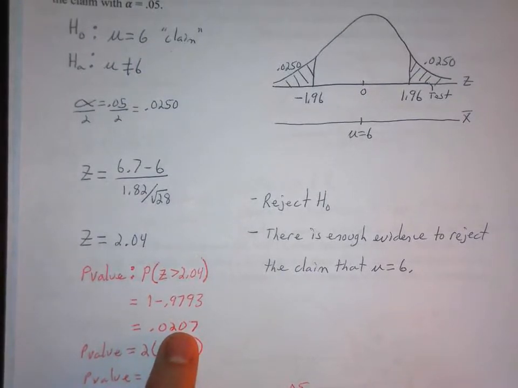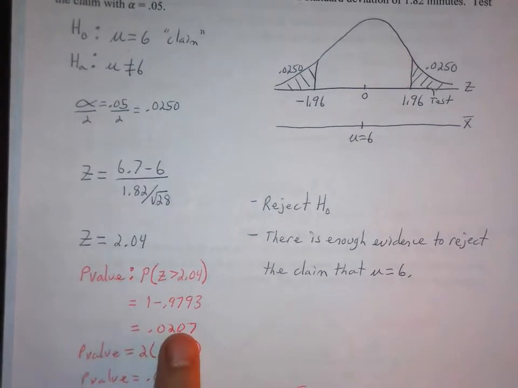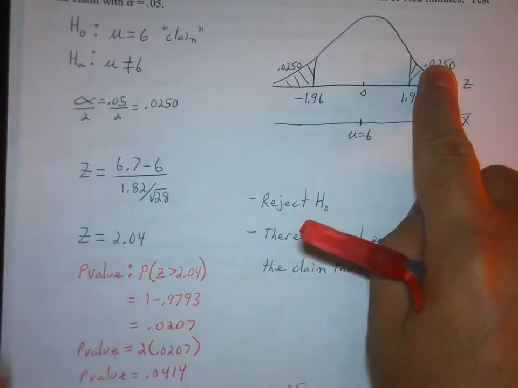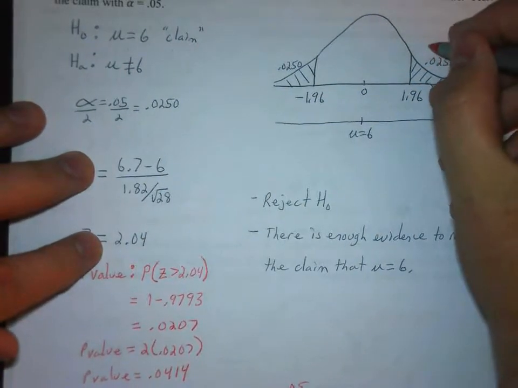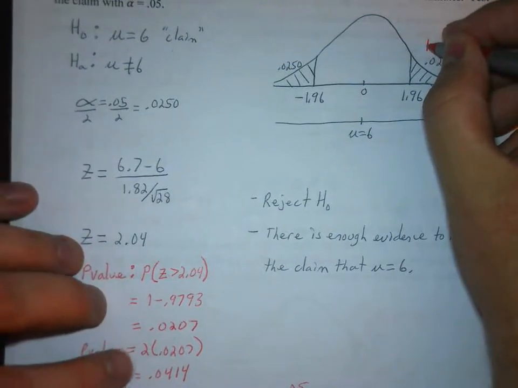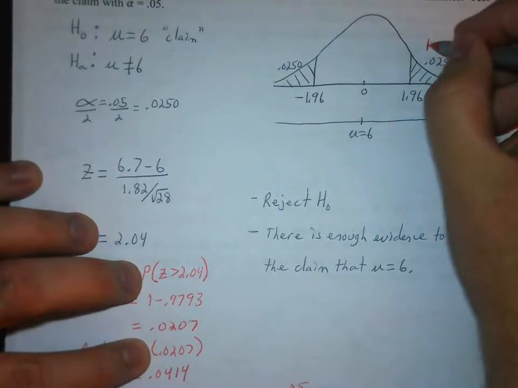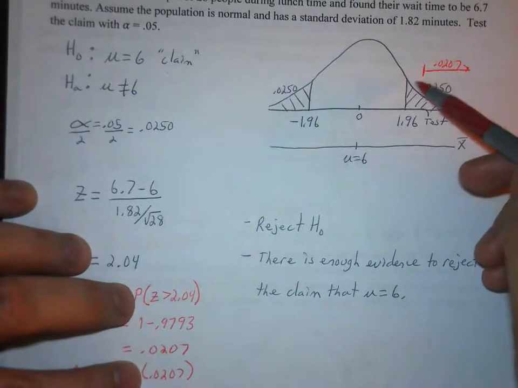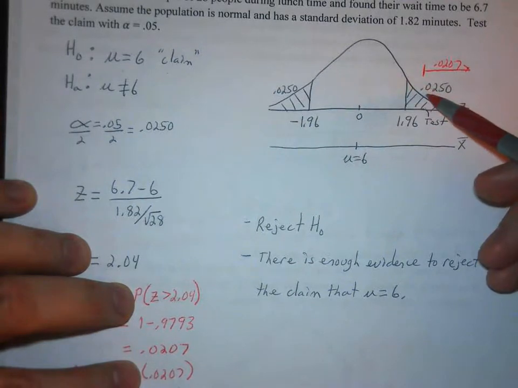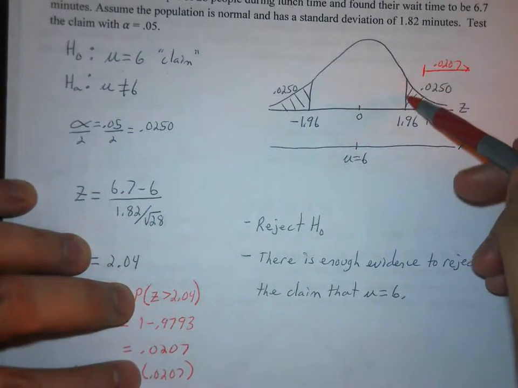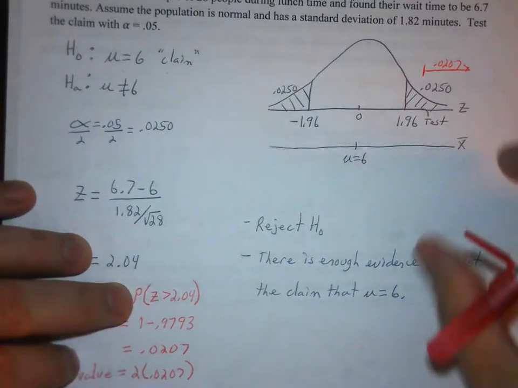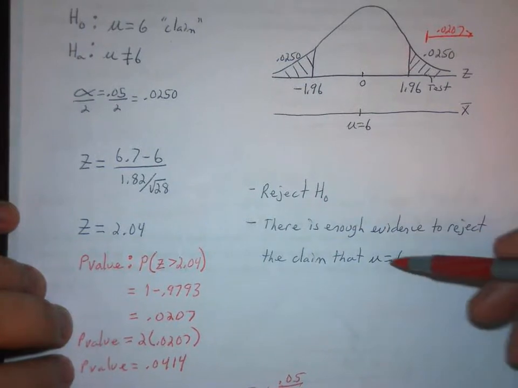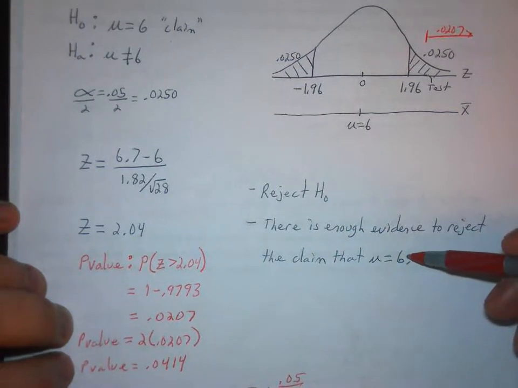Now this is where it's a little bit trickier. We can see that 0.0207 is less than 0.025. So we see that if we were to label that probability of 0.0207, that would be to the right of the 0.025 area, where that's the cutoff. So we can look at it that way and make our decision. Okay, we can reject H0. There's enough evidence to reject the claim that the mean is 6 minutes.